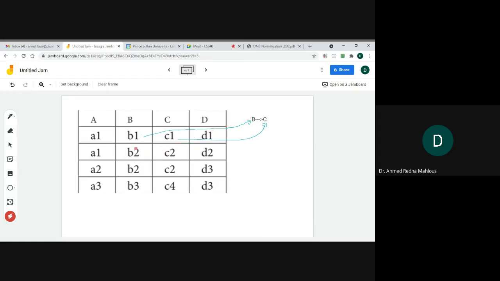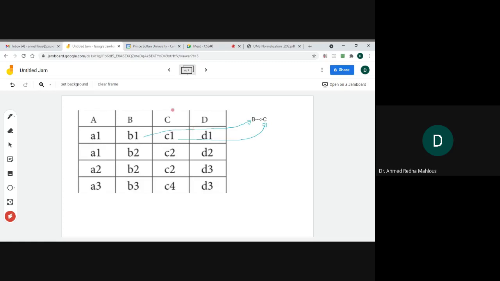Can we say each time I do have B2 in this column, I will have the corresponding C2 in this column? For this B2, I do have C2. And I do have another B2, and I do have C2. That means it is correct. Each time I give you the value of B, which is B2, automatically I can give you the value of C, which is C2. I don't have any violation. B3, C4, I don't have any other B3, so that's fine. That means this one can be considered as a functional dependency.